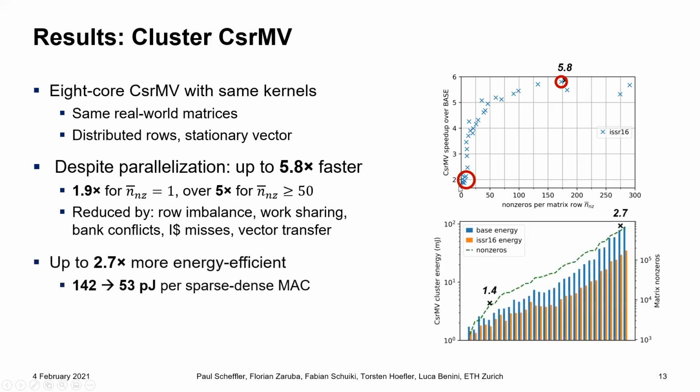We are also up to 2.7 times more energy efficient, reducing at its peak the energy per Sparse-Dense MAC from 142 picojoules to 53 picojoules. And even in the worst case, we have a 1.4 times energy reduction for the same problem.